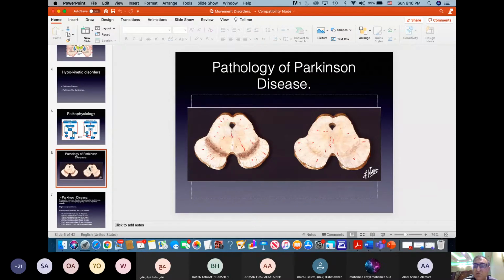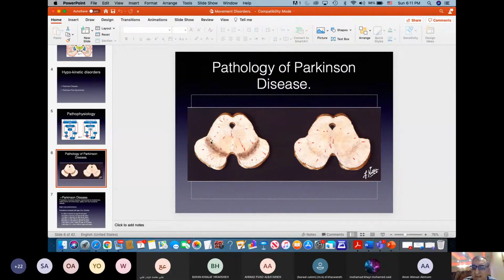Now, this is a cross-section of the midbrain. This one is from a subject who died from other than Parkinson's disease. This subject had advanced Parkinson's disease. This brown stain is for, anybody? What is this brown stain for? Substantia nigra.